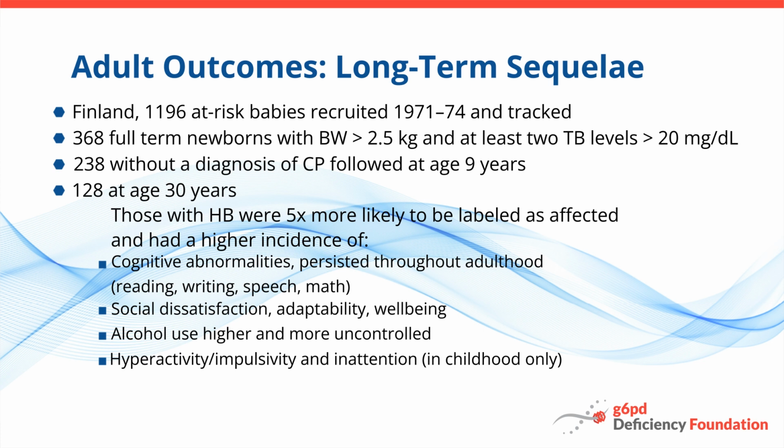Results indicated that neonatal hyperbilirubinemia negatively impacted the affected individuals during their adult years. Nearly half of the hyperbilirubinemia group was affected by cognitive inabilities in childhood that continued into adulthood. Also, ADHD, social and academic problems, and alcohol use persisted in adulthood.